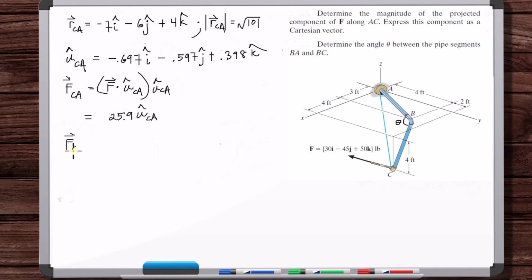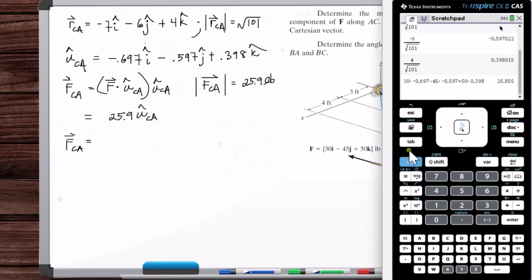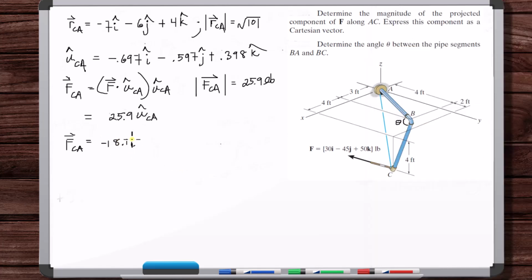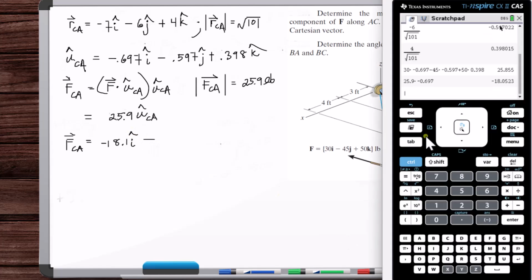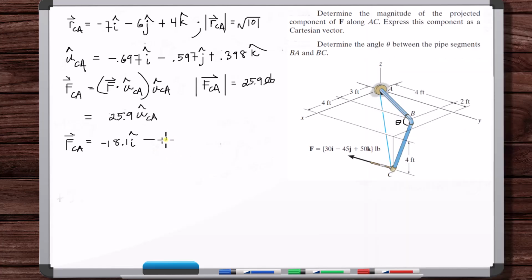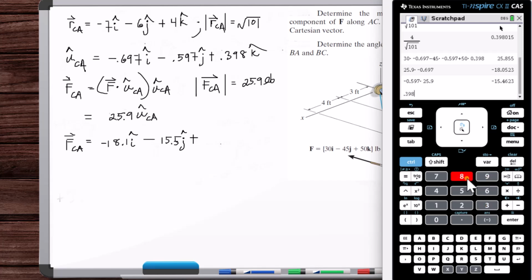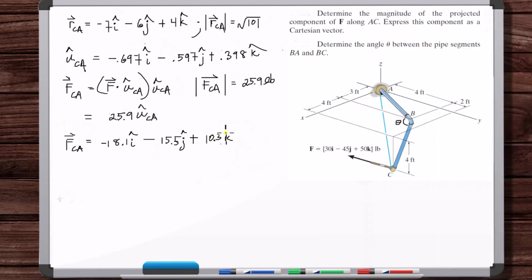So 25.9 is the magnitude of F_CA. And if we multiply 25.9 times minus 0.697, we get minus 18.1, and then minus 15.5, and then 10.3, and that's F_CA.